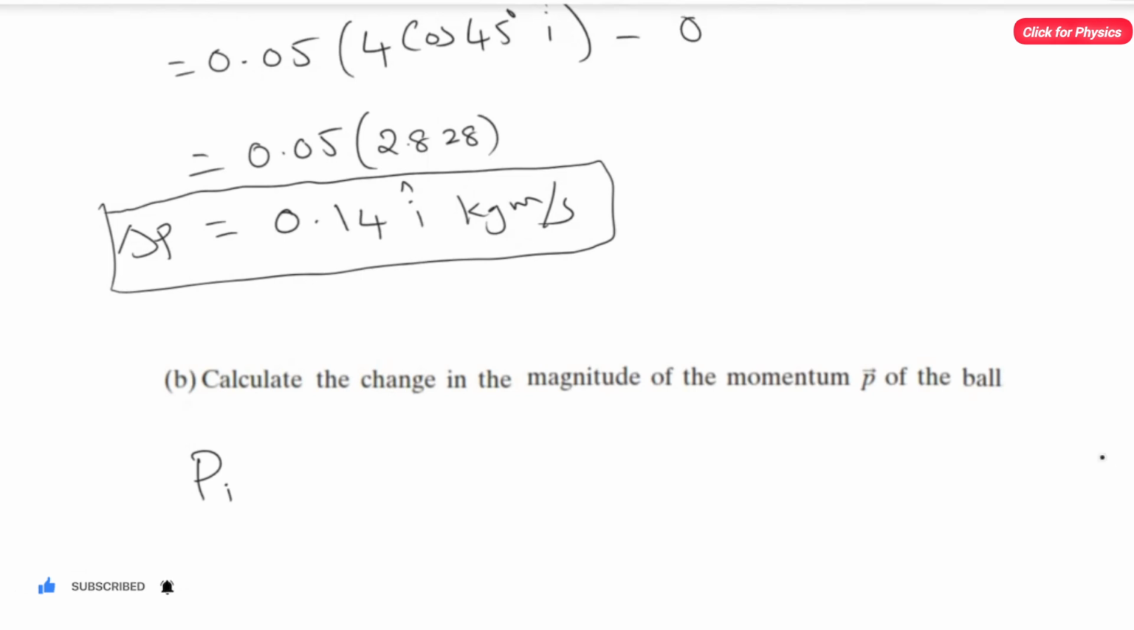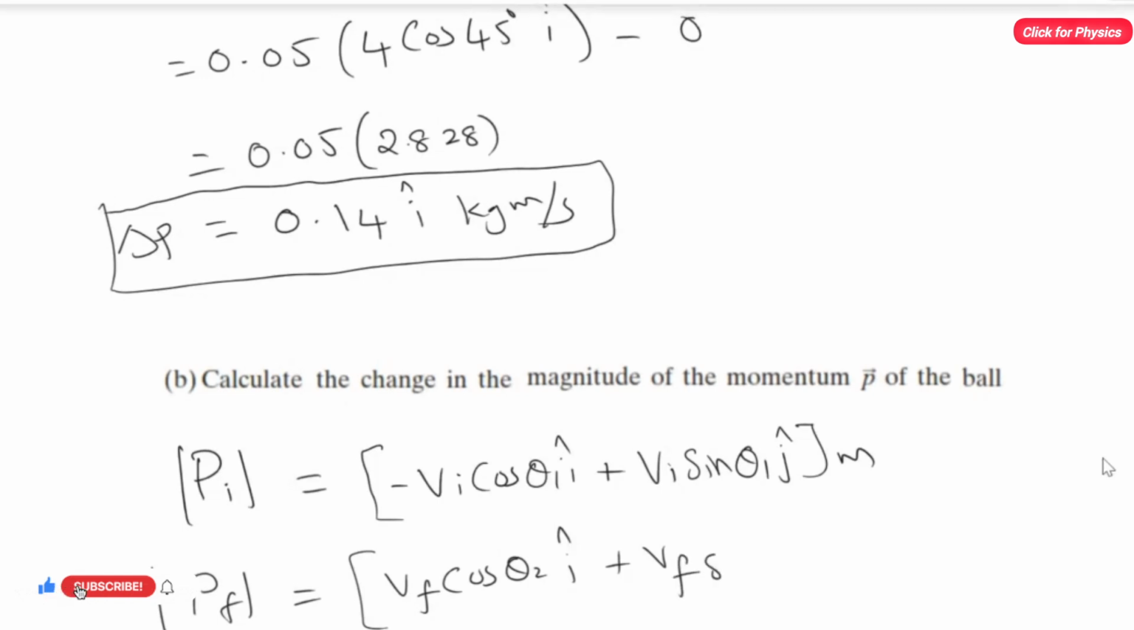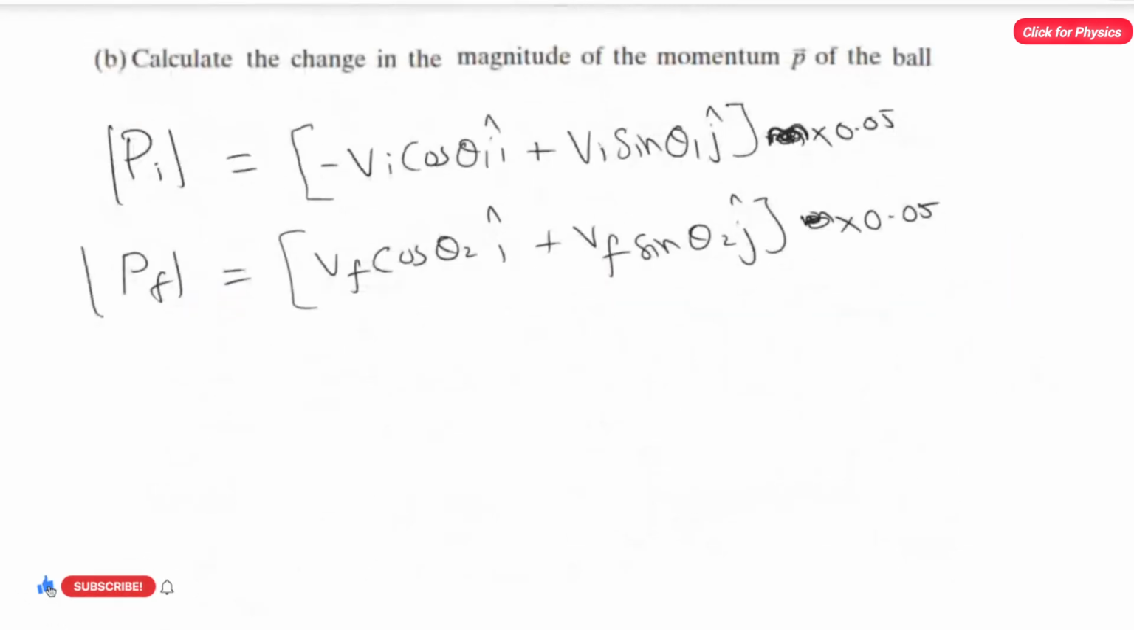So let's see Pi. We already wrote Pi as minus Vi cosine theta 1 I cap plus Vi sine theta 1 j cap, multiplied by mass. And P final is V final cosine of theta 2 I cap plus V final sine theta 2 j cap, multiplied by mass. Clear? So don't consider this as the meter, this is the mass. Or I can do one thing better: I can write the value of the mass, so instead of mass I just multiply by 0.05, here also multiply by 0.05. Clear? This is mass. Now let's substitute the values and find the magnitude.